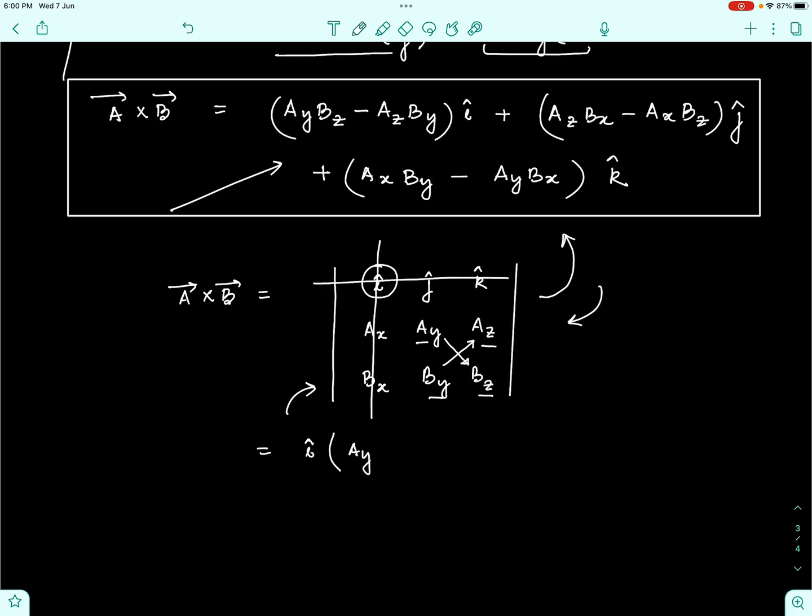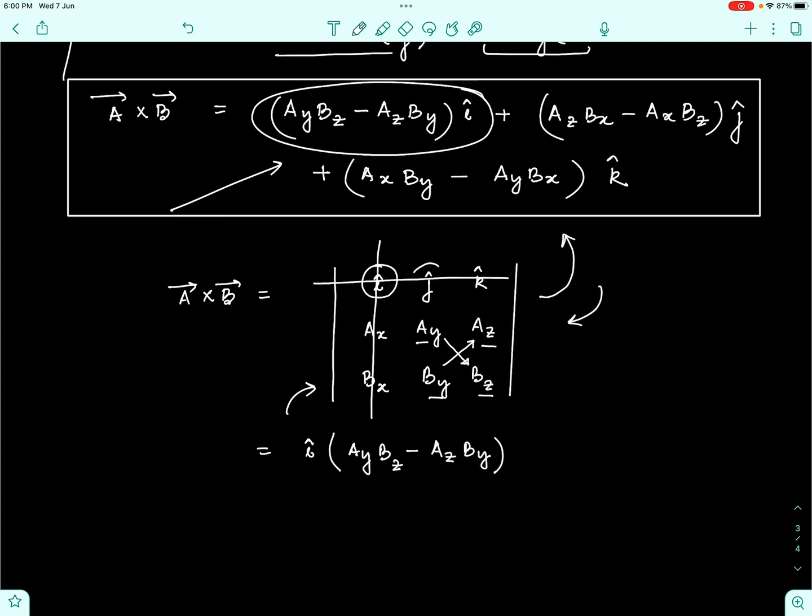So, AYBZ minus AZBY. This becomes your first term after trying to open the matrix, the first term of the matrix. See that it is the same term that we have in this expression for A cross B above. Okay. Now, how do we go further opening up the matrix?